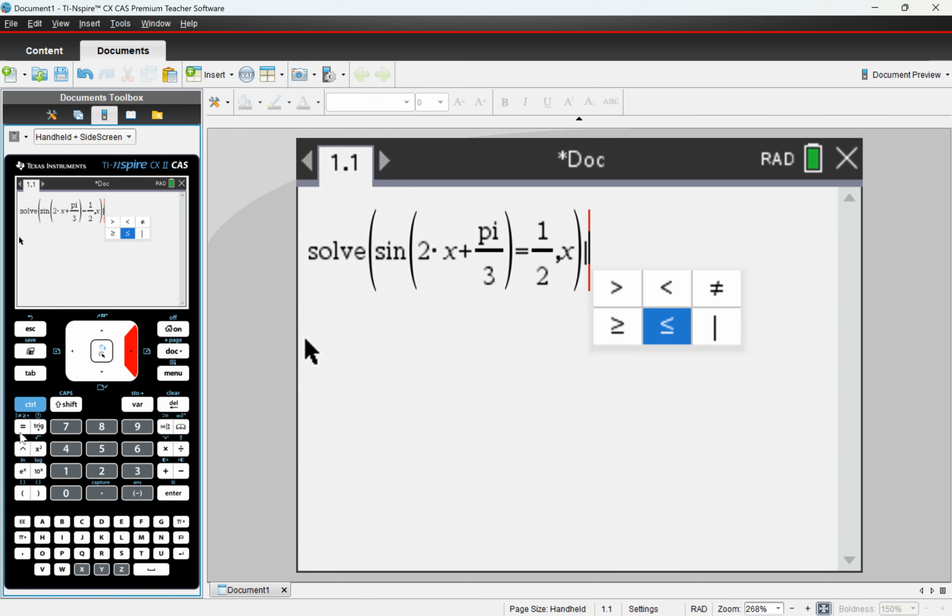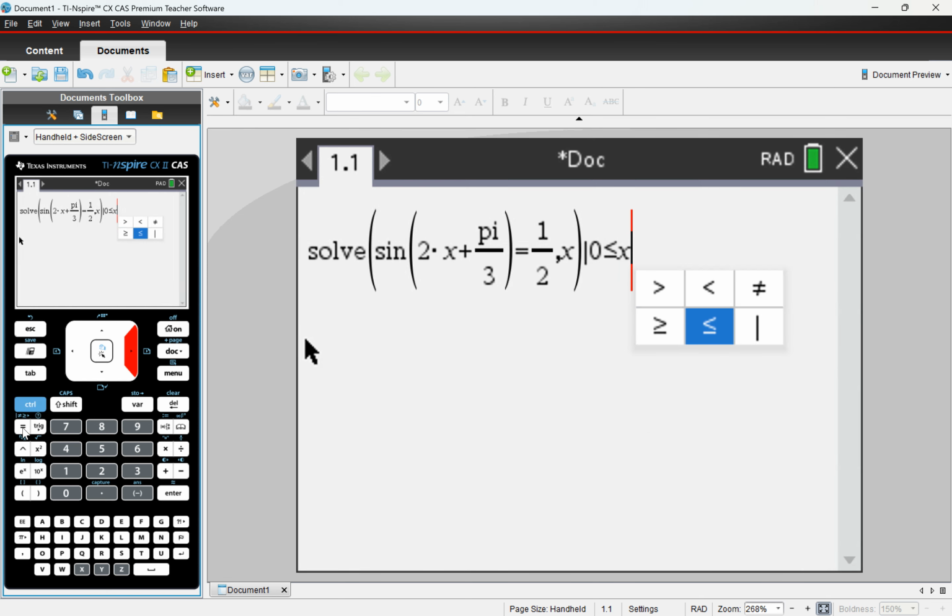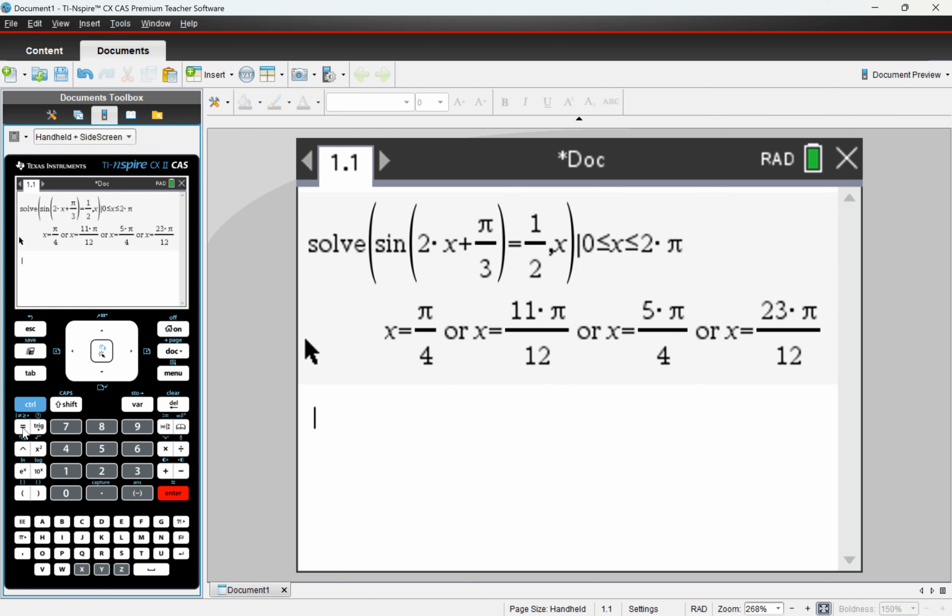Control equals, we know that we have to use standard notation here. So x is greater than or equal to 0, and x is less than or equal to 2 pi. You can press the button pi, but it's easier for me to type pi. If you're in exact mode and radian mode, check your mode. If you're in degrees, it'll be different. And that's what we get: pi on 4, 11 pi on 12, 5 pi on 4, same way. Okay?